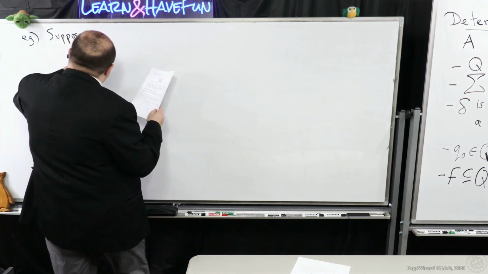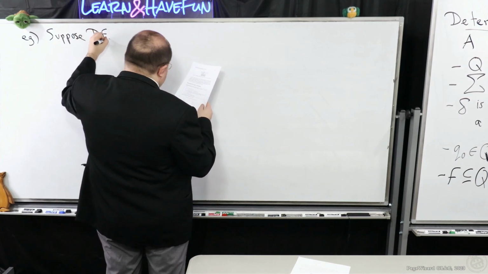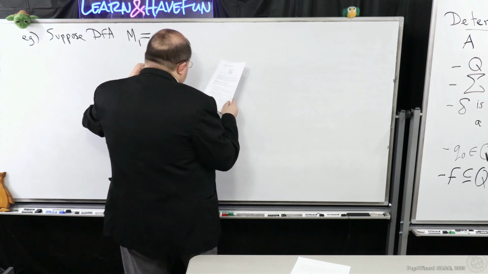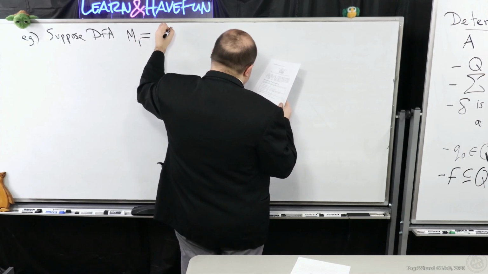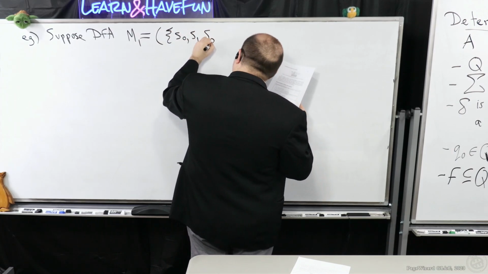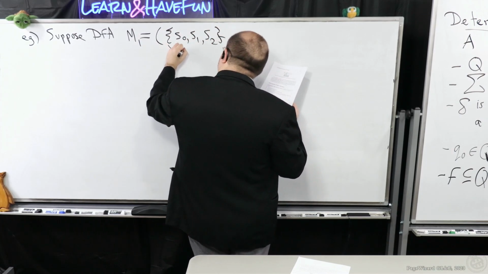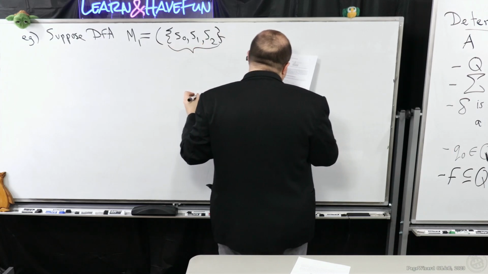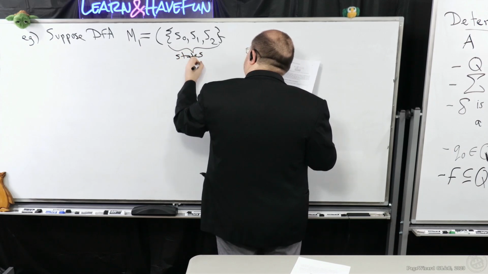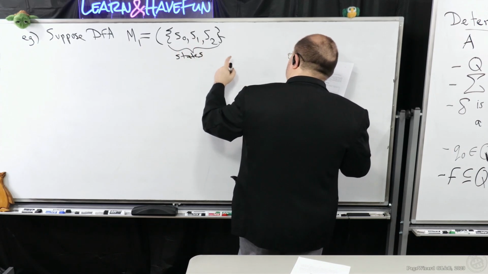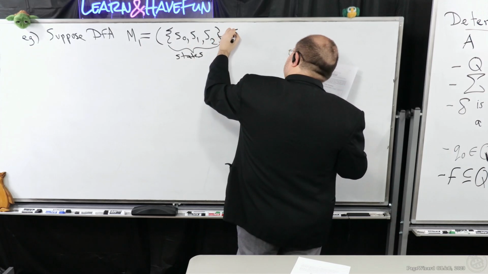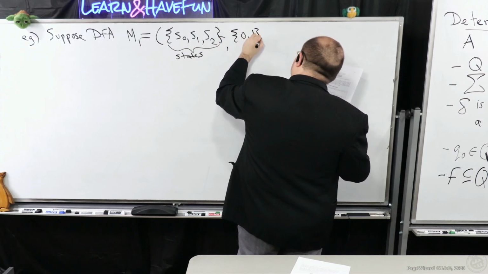Suppose DFA M1 equals the following. Remember, the first of the 5-tuple is the set of states. So these are our states: S0, S1, S2. Sorry, getting really excited here. Then we have our input symbols.